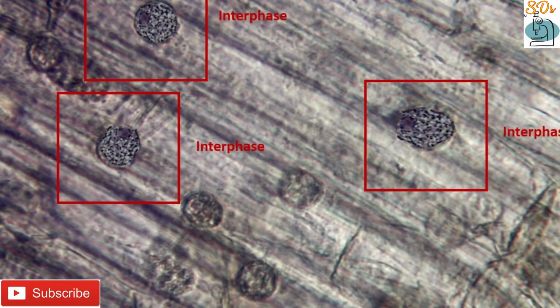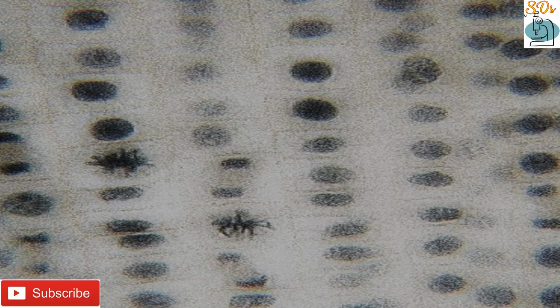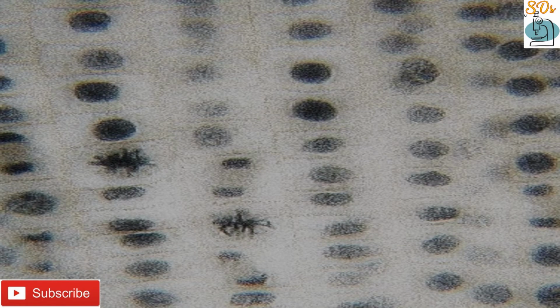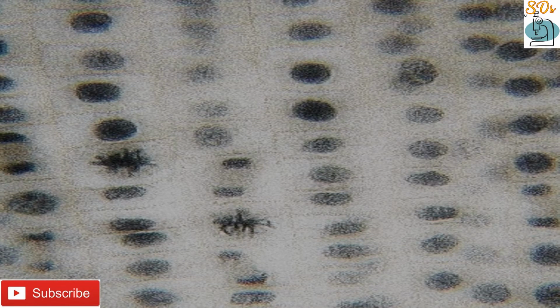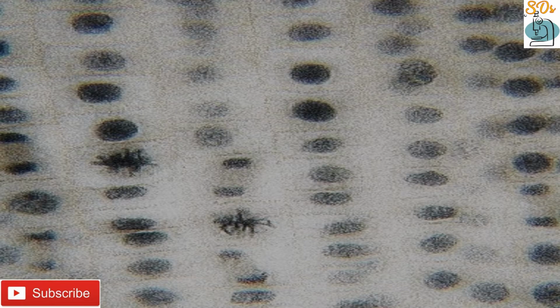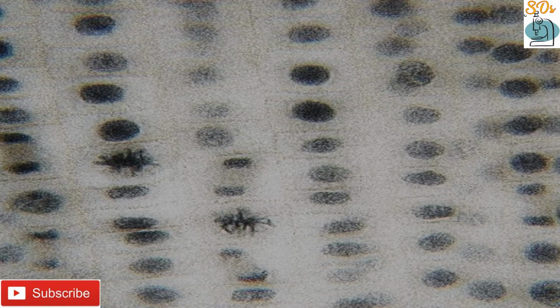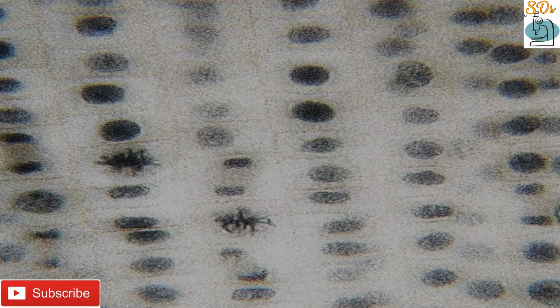Too much interphase here. Mitotic index: the percentage of cells undergoing mitosis, or it is defined as the ratio of the number of cells in the dividing phase to the total number of cells observed. This will help to identify the region of most mitotic activities. Mitotic index helps us to quantify the cell division.